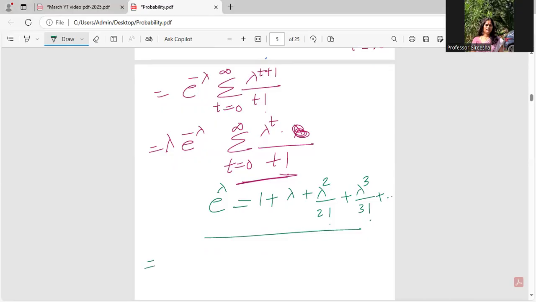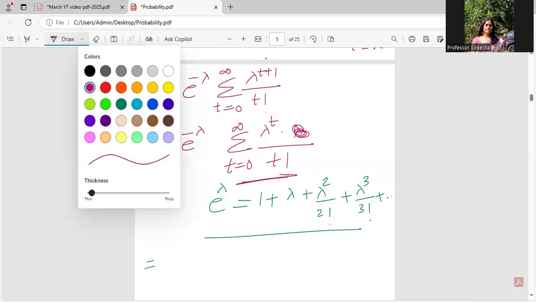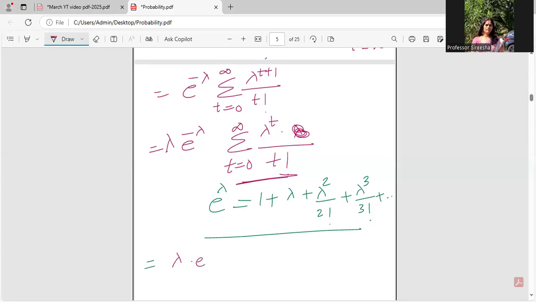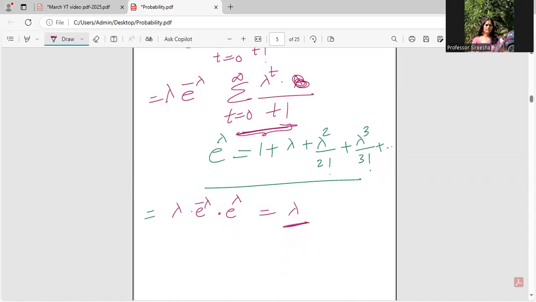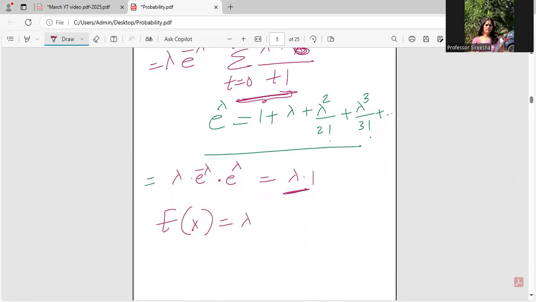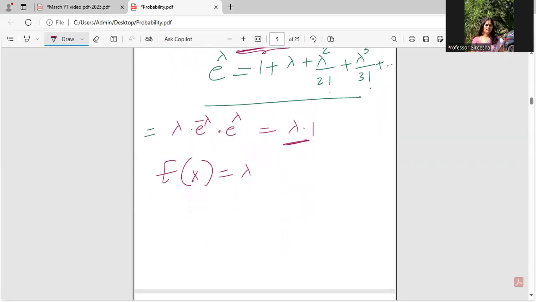So this is equal to lambda into e power minus lambda into this value, and this value turns out to be e power lambda. So e power minus lambda into e power lambda would be e power 0, which is 1. So the expectation of the random variable x would be lambda only. In other words, the mean of the Poisson distribution is lambda.